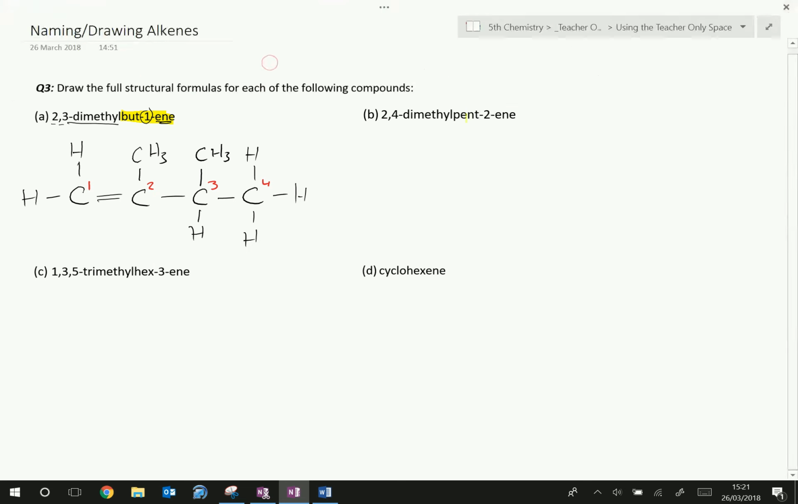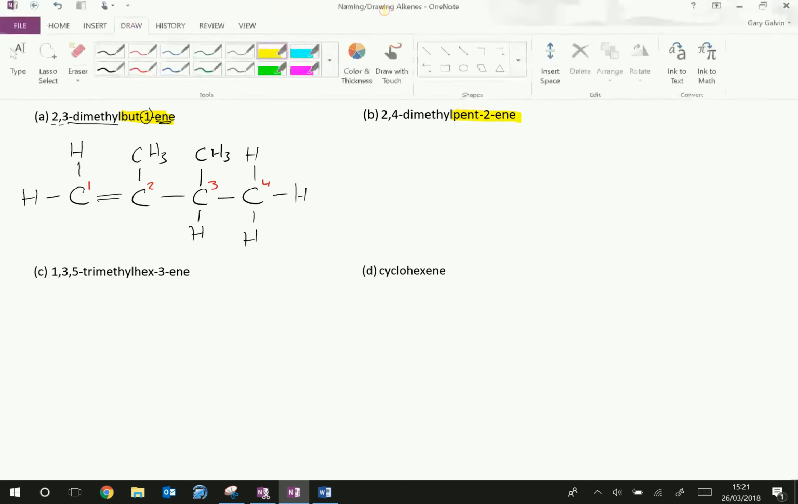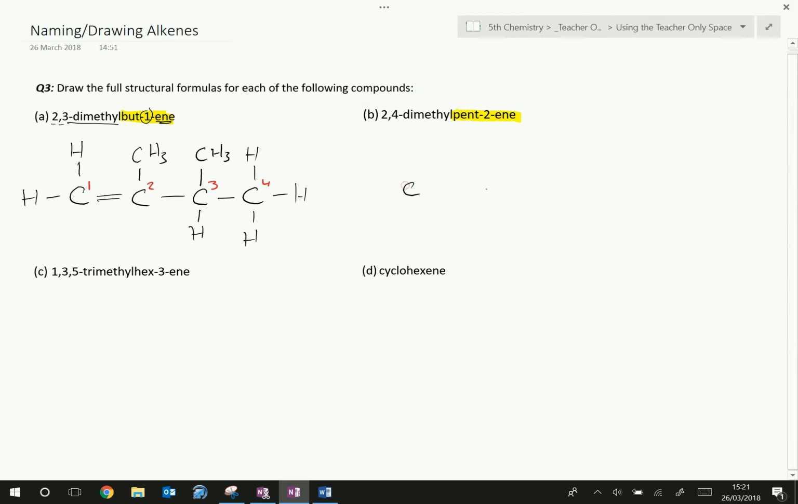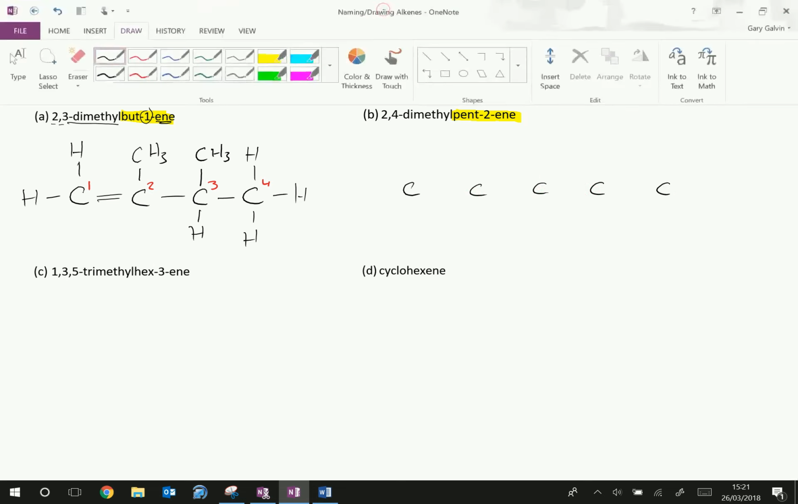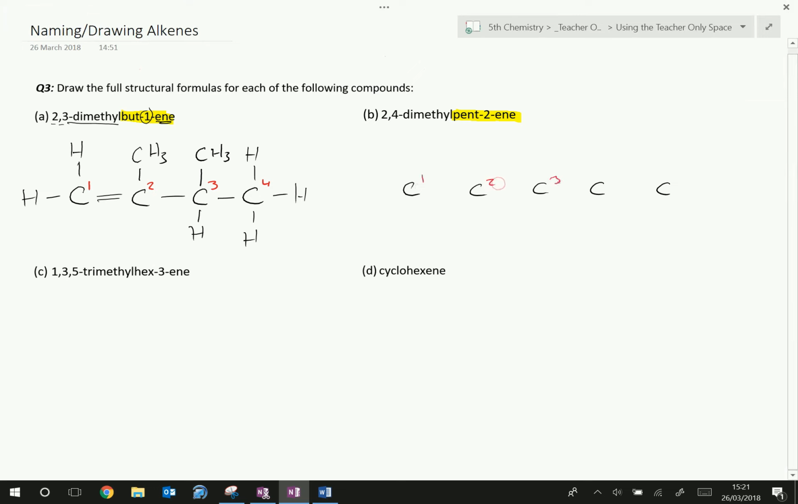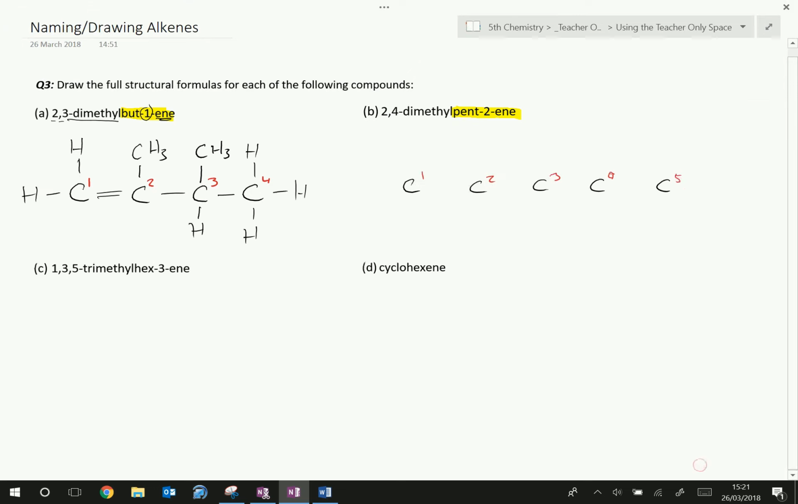On to the next one, 2,4-dimethyl-pent-2-ene. So I'm going to start by drawing the parent alkane here. So 5 carbons, because it's pent. 1, 2, 3, 4, 5. It ends in ene, which means it's an alkene, so there's a double bond. And that double bond begins on the second carbon. So it begins on the second and goes to the third. And the rest are all single bonds. So that's my parent alkene done.